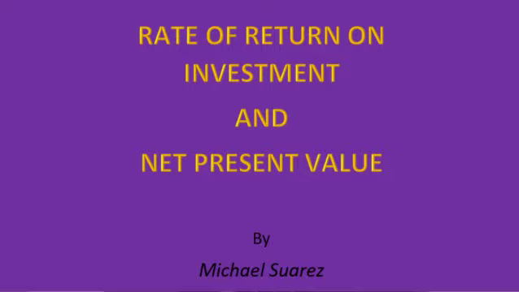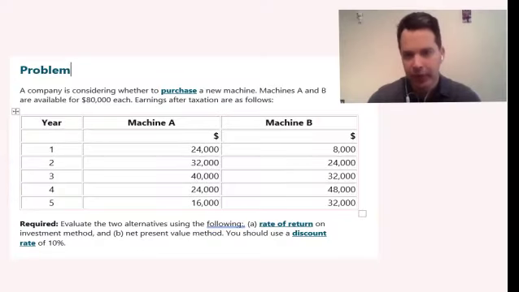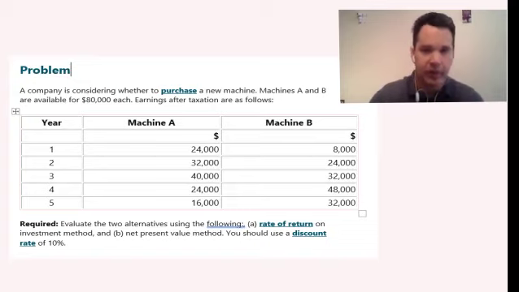on investment and also net present value. Okay, so the problem would be new machine. We can say machine A and machine B. They're both available for $80,000 each.